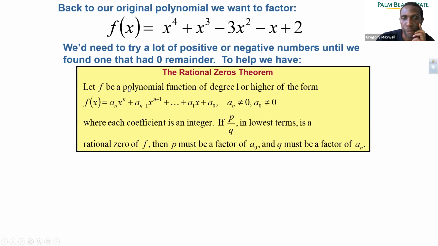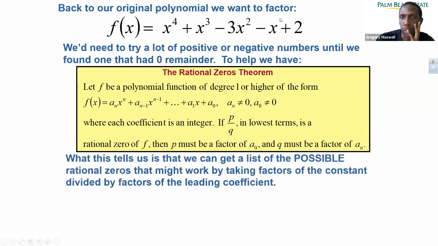So this is how it says here, let f be a polynomial function of degree 1 or higher. If we have it in this form where all of these numbers are the coefficients, and there's at least one of them that's not 0, then if P over Q in lowest terms is a rational 0 of f, then P must be a factor of a sub 0, and Q must be a factor of a sub n. That means if you take a rational 0, simplify it to its lowest terms, then the numerator must be a factor of the constant, and the denominator must be a factor of the leading coefficient.